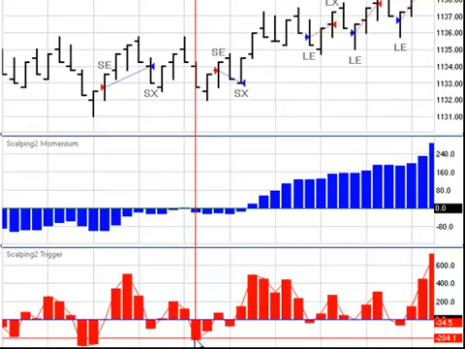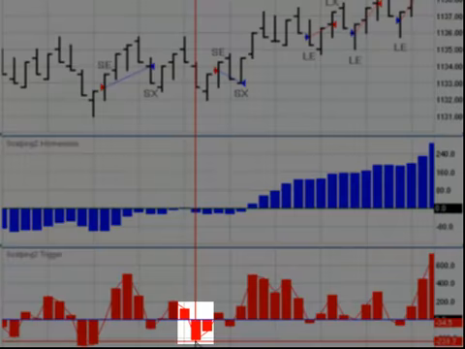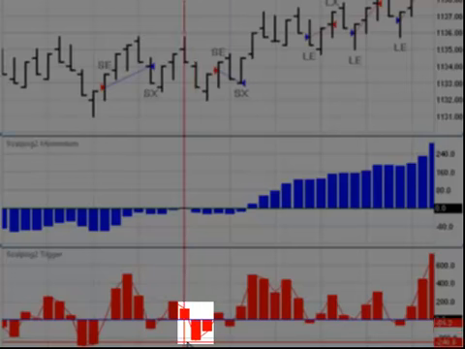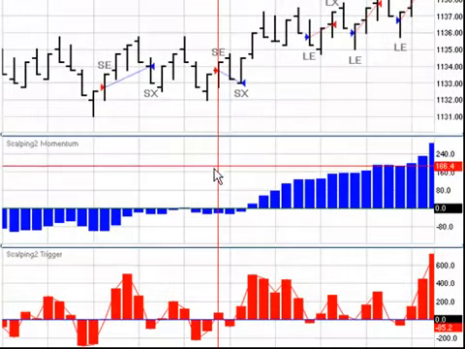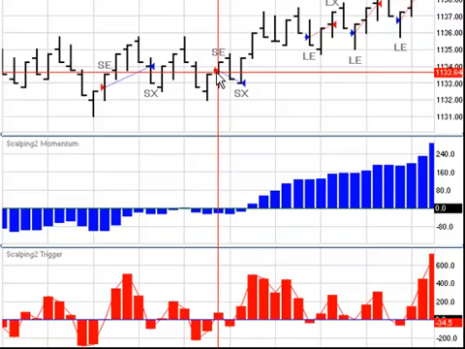Now this is the scalping 2 trigger right here, the red indicator, and we see the peaking bars right here. You see how this is the peaking bar, and it's less than the bar to the left of it, and it's less than the bar to the right of it. That would mean go short on the opening of the next bar. And we went short right here with the chart alert.